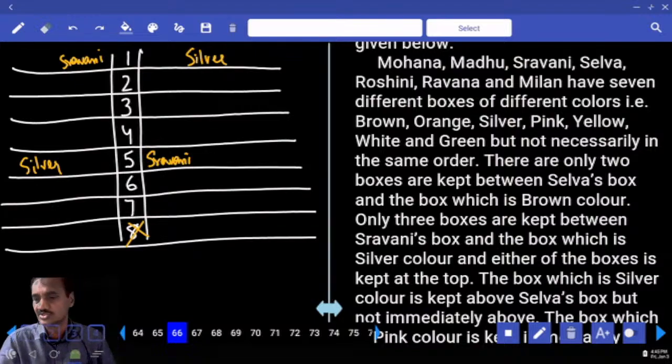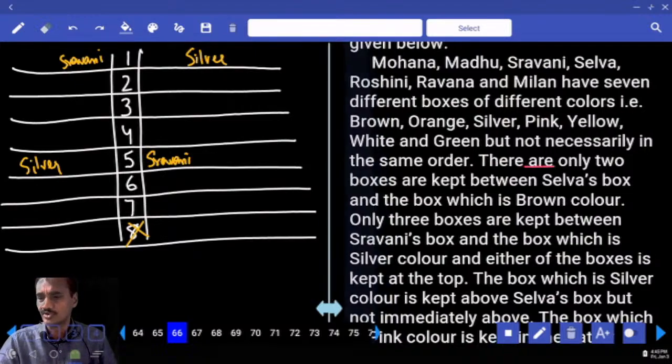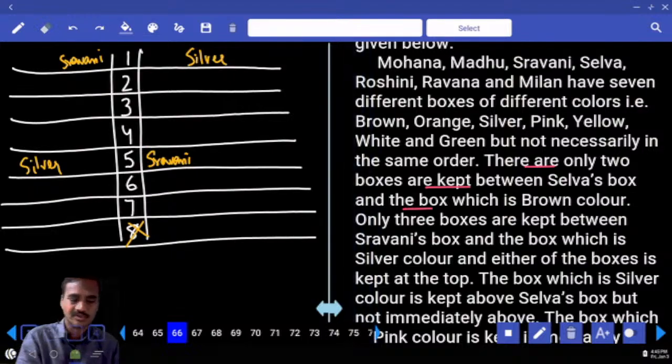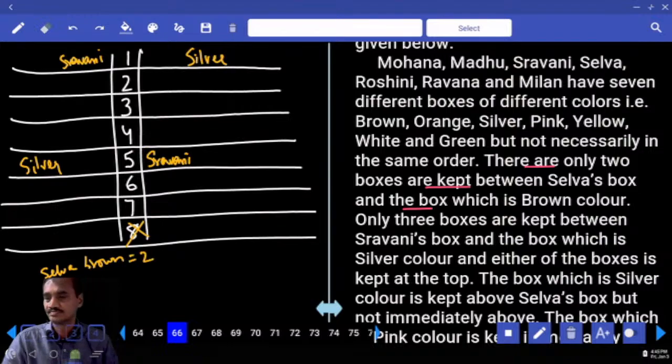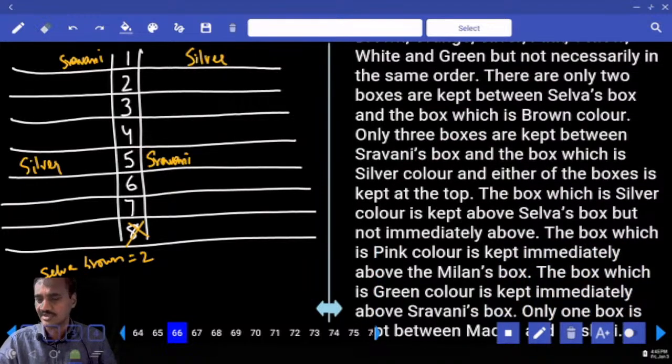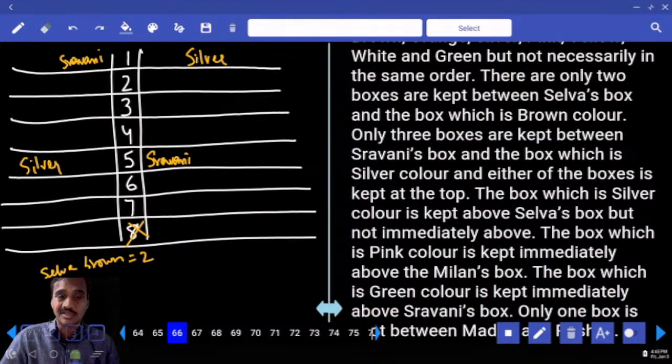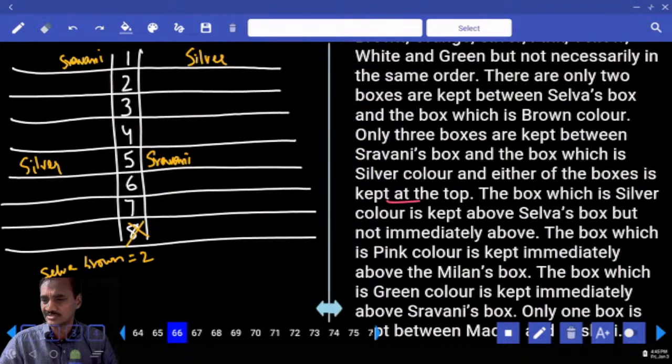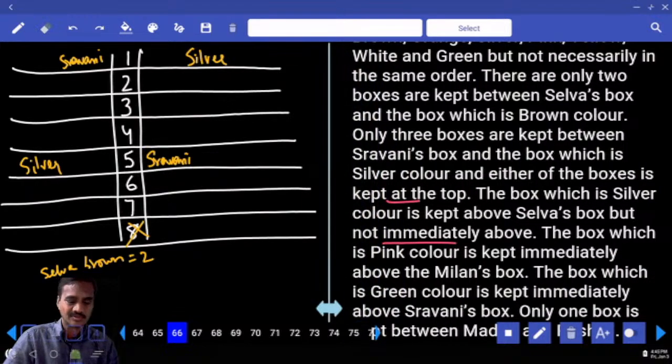Then the next one. 7 boxes were there, and there are only two boxes between Selva and brown. Now between Selva and the box which is brown in color, there must be exactly two. Clear? And either of the boxes: the box which is silver is kept above Selva, but not immediately above.